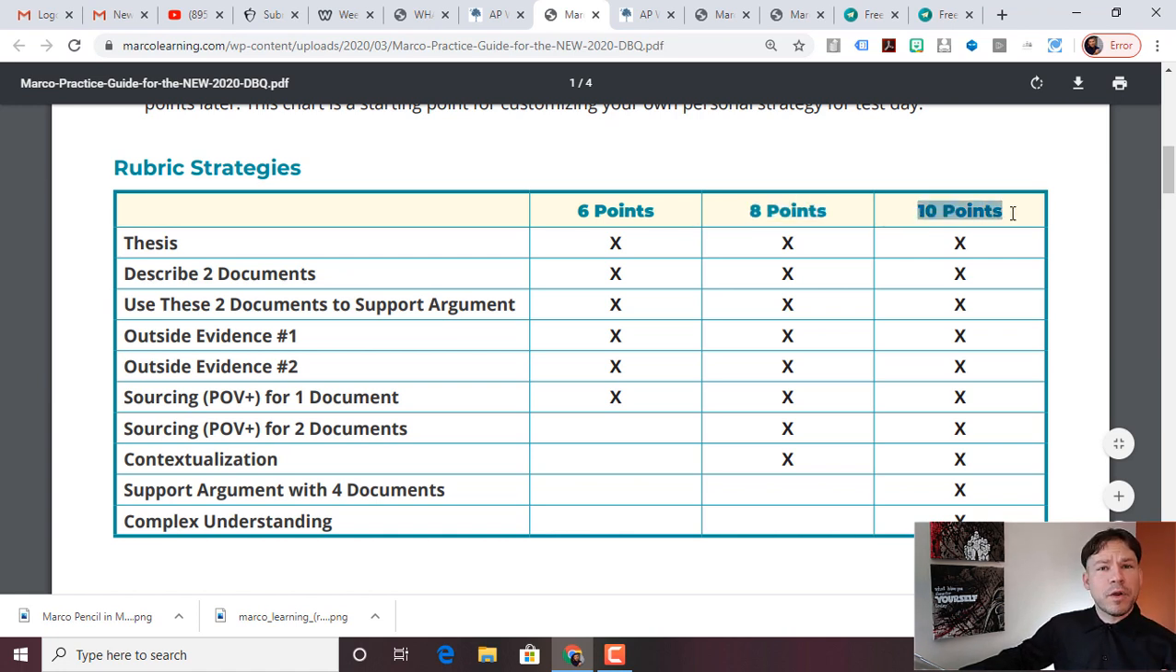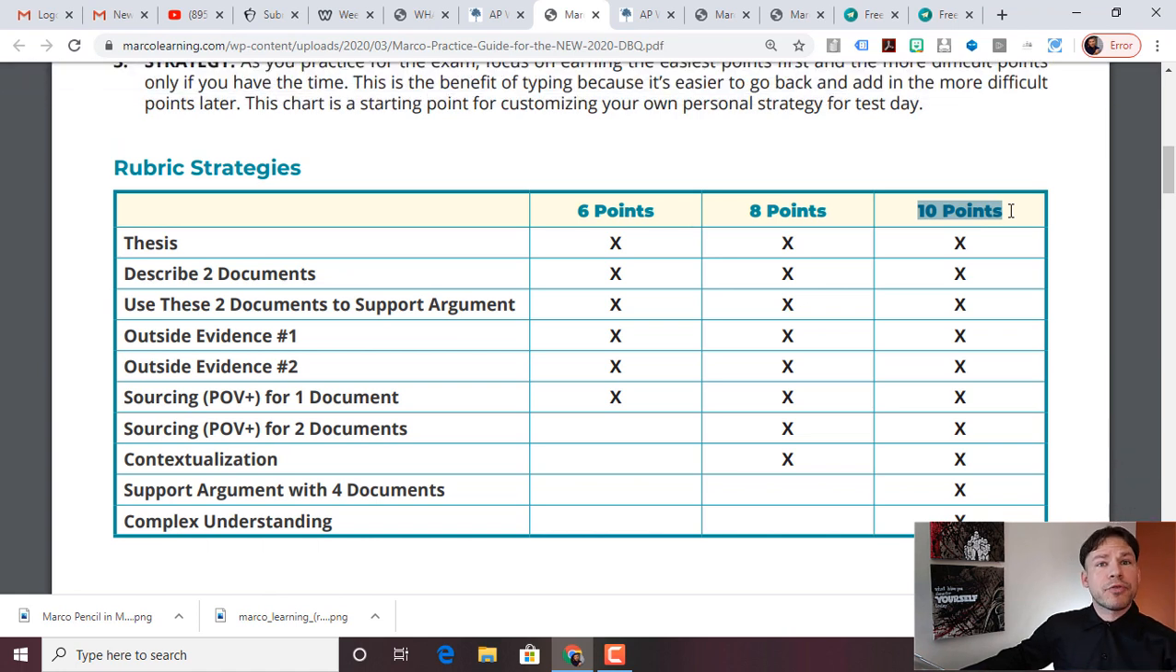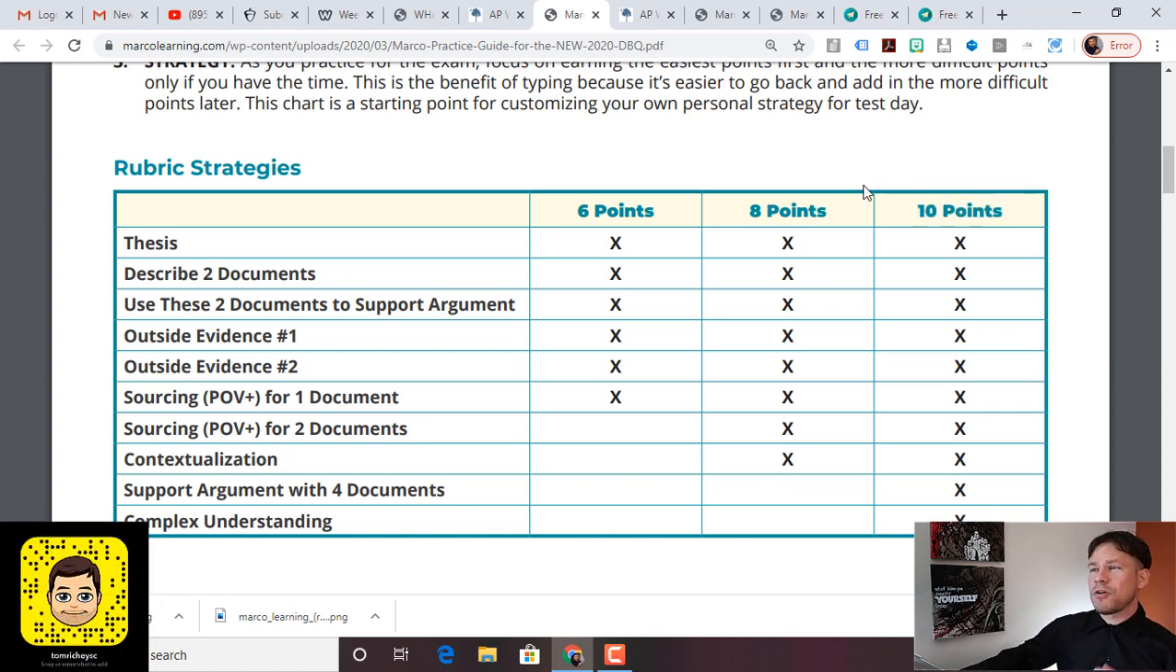But remember, you really should only try to get all 10 points if you have gotten 10 points repeatedly through practice tests. Remember, there is a practice test available for free at marcolearning.com. So check that out. Just go to free resources, practice tests.